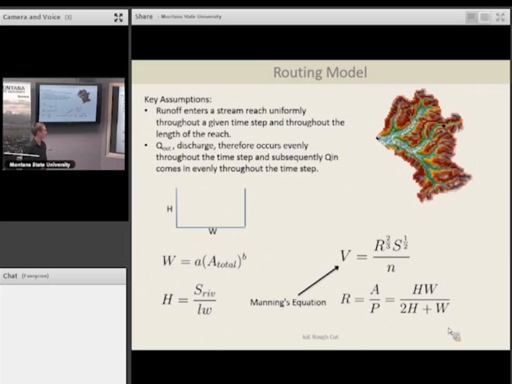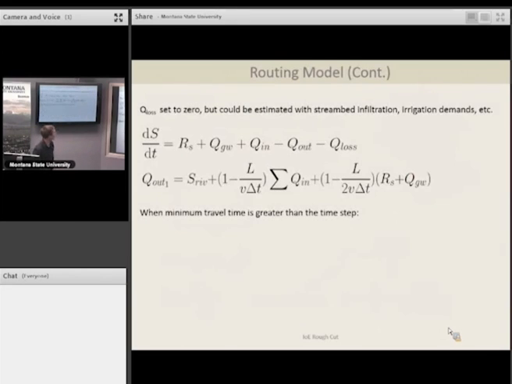We use rectangular stream dimensions, and base the width of the streams on an empirical relationship with contributing area. Height is just calculated from the storage in the river and the length and the width. We use Manning's equation to calculate velocity. So the routing model we use is a simple calculation of travel time through the reach.